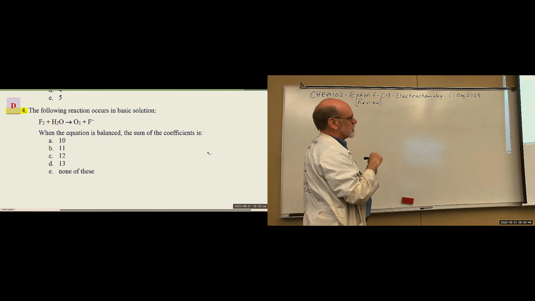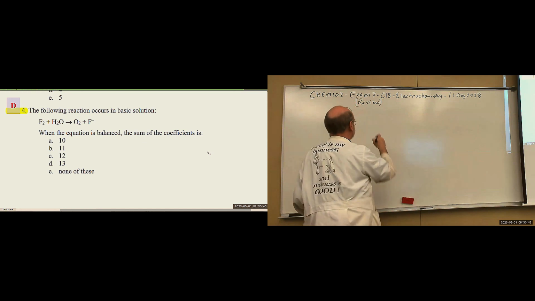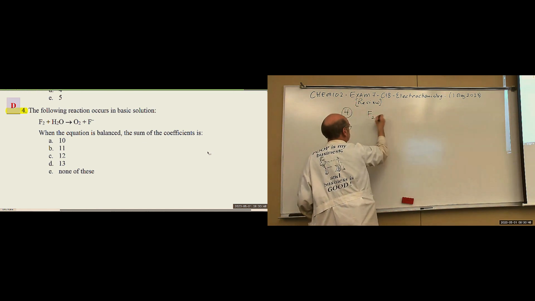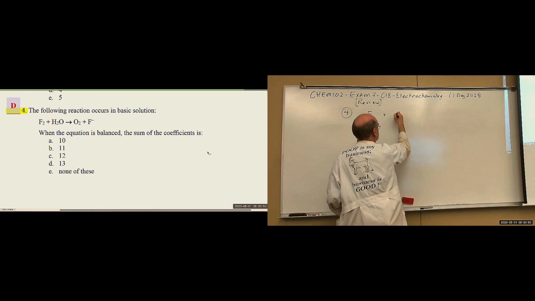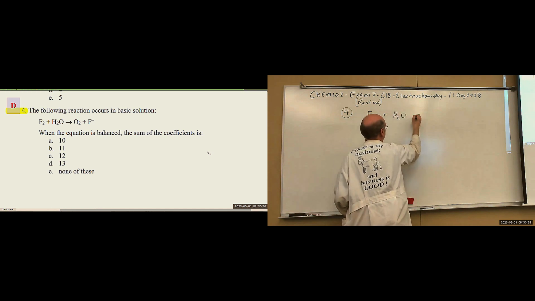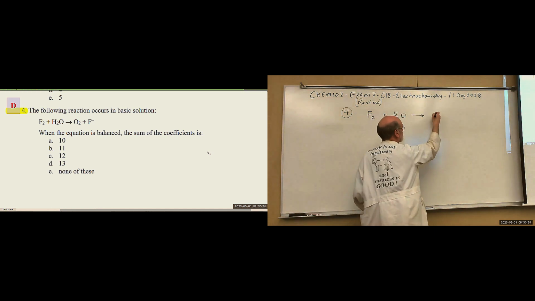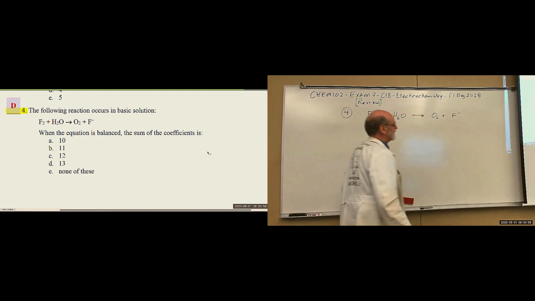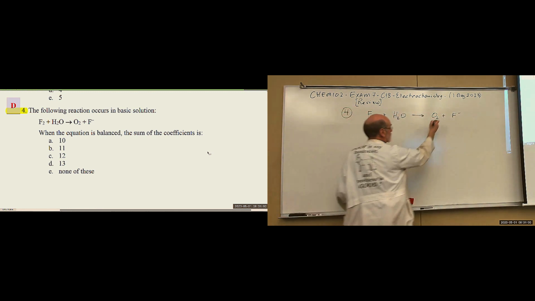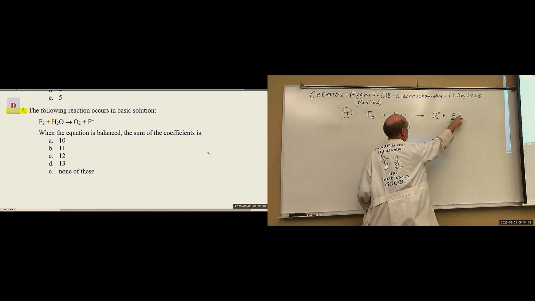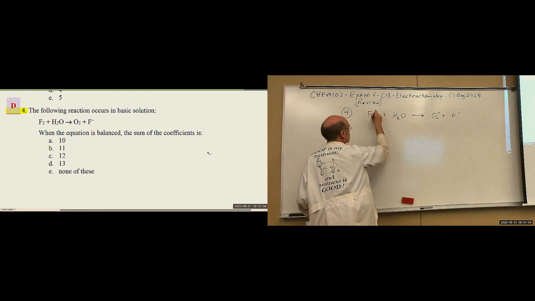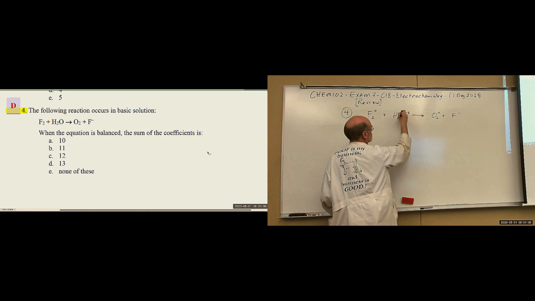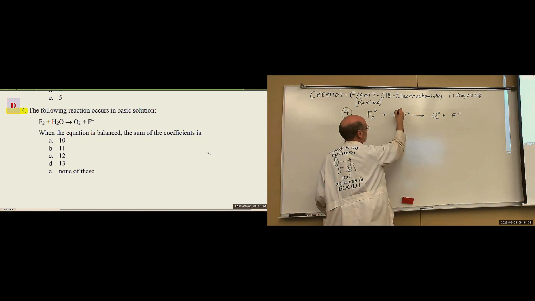The following reaction occurs in basic solution. All right. That's chlorine plus water yields O2 plus F minus. Okay, so this one is an oxidation state of 0, and that was a -1. This one's a 0. This is a -2, and this is a +1.